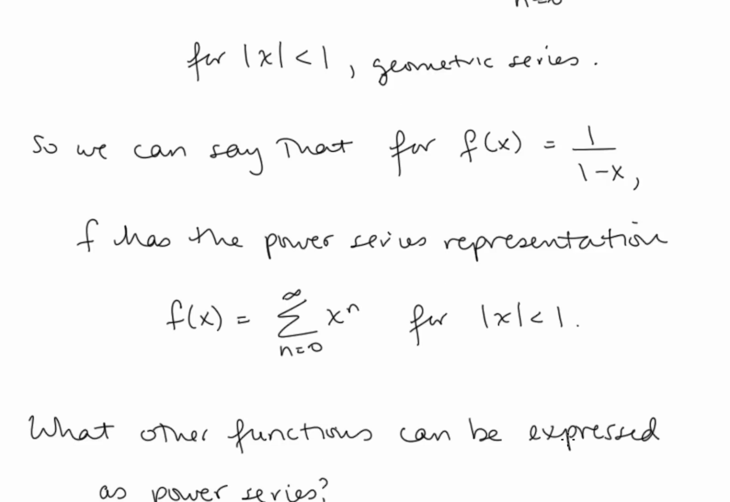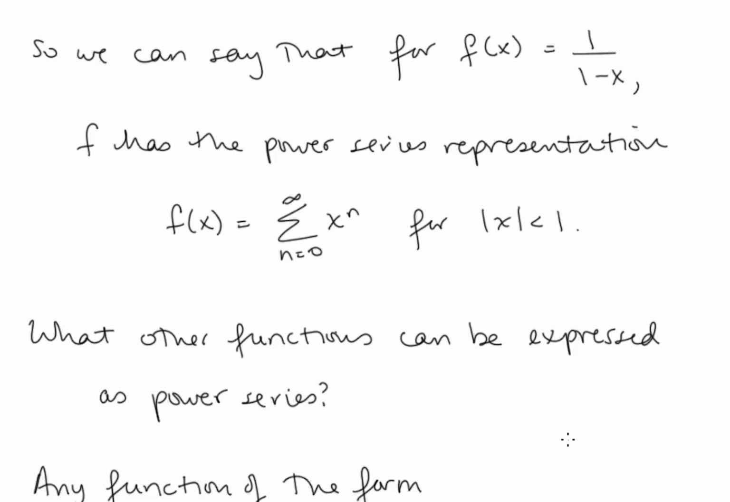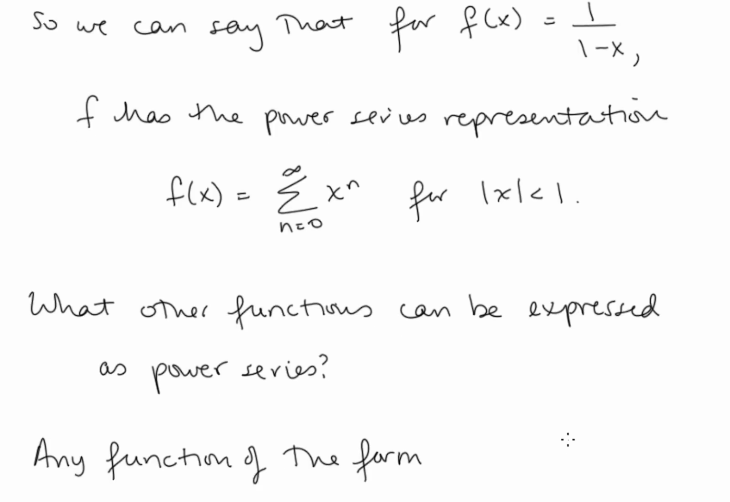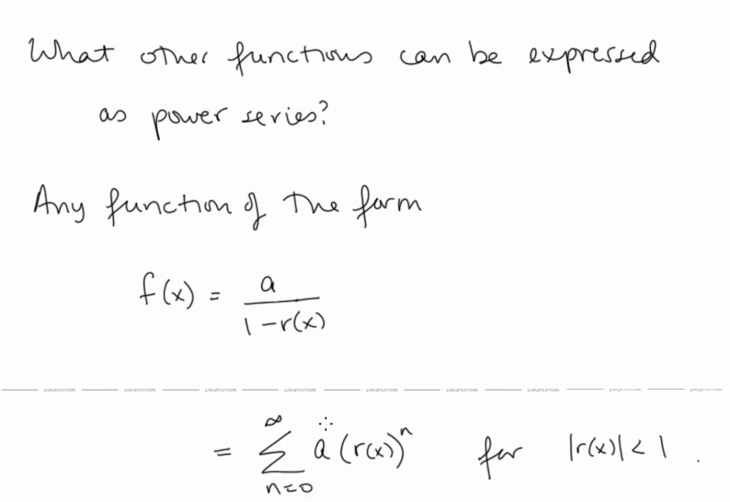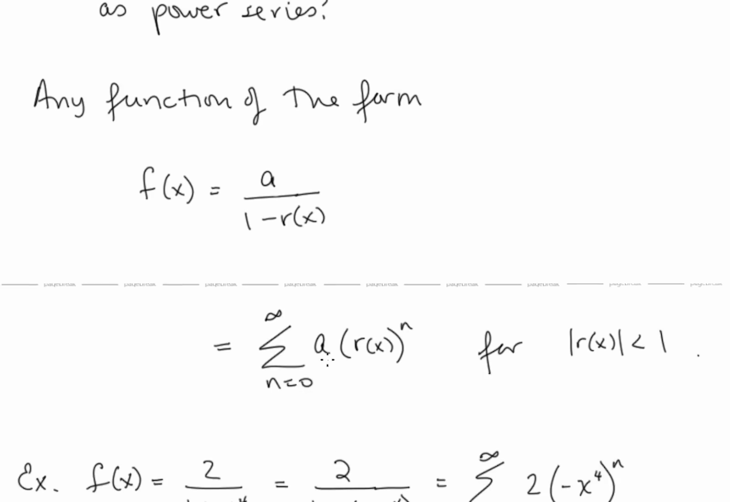And we wonder what other functions can be expressed as power series. Well, sticking with the geometric series form, we know that any function of the form a over 1 minus r, or we could call this r of x, would represent the sum of a geometric series of the form a times r of x to the n, for absolute value of r of x less than 1.